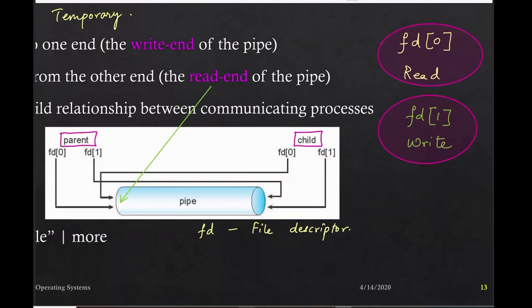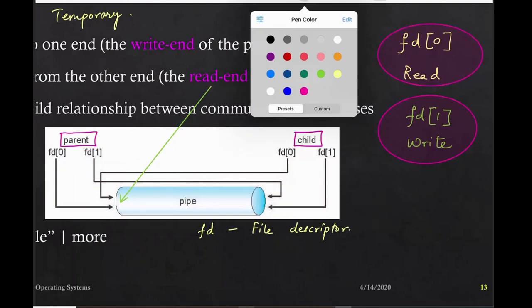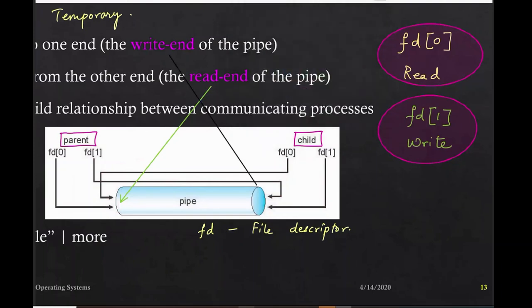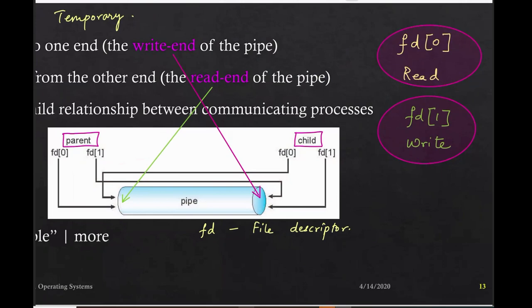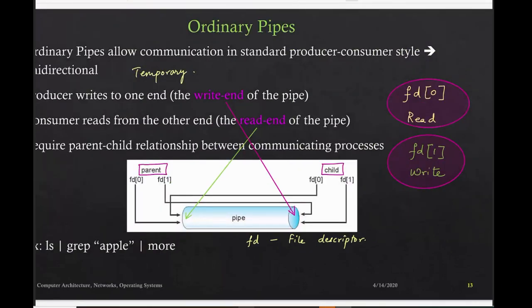So both of these combined, you can say that is the write end of the pipe. That is the write end of the pipe. So both of these, parent and child, two processes, are sending messages from one to the other.